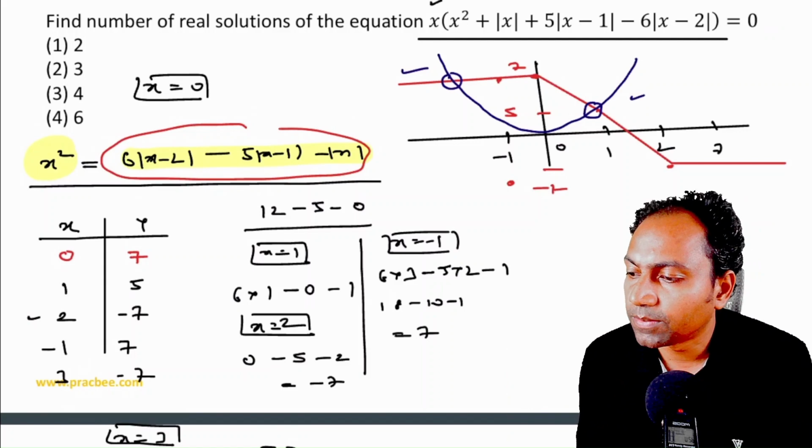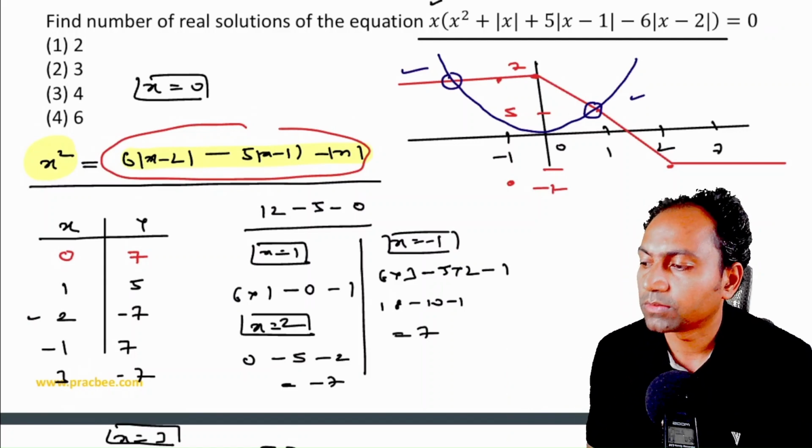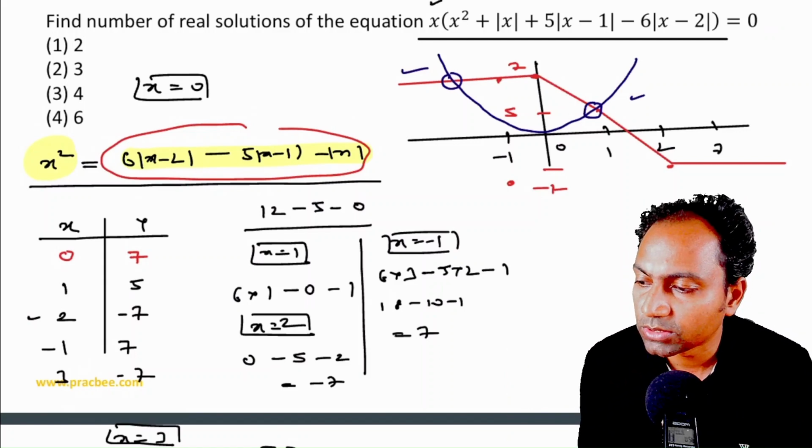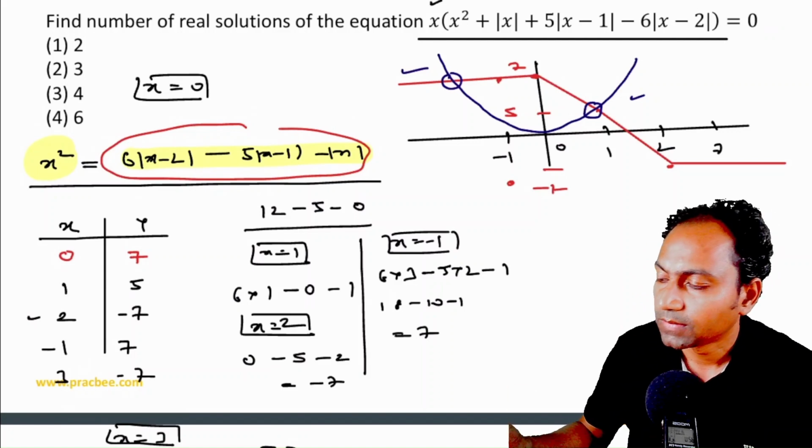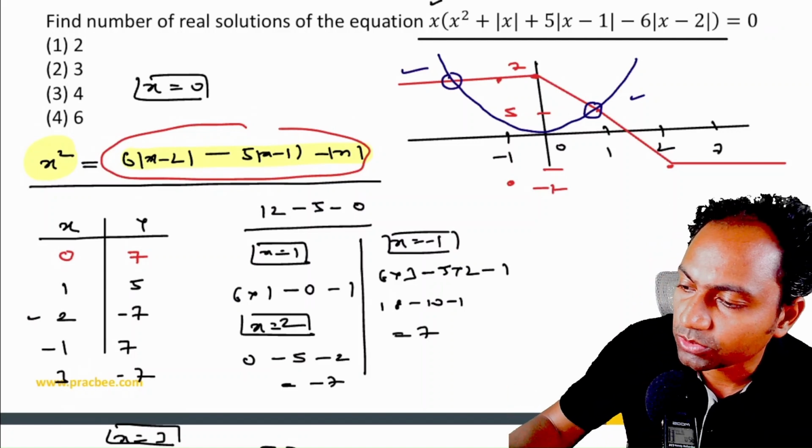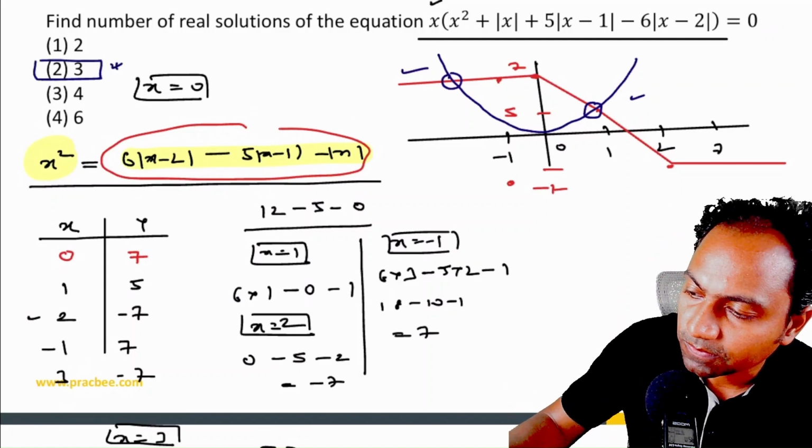Got it? So if I talk about the number of real solutions, there are 2 real solutions from the second part and 1 from the other, so there are a total of 3 solutions. So answer 2 becomes the right answer.